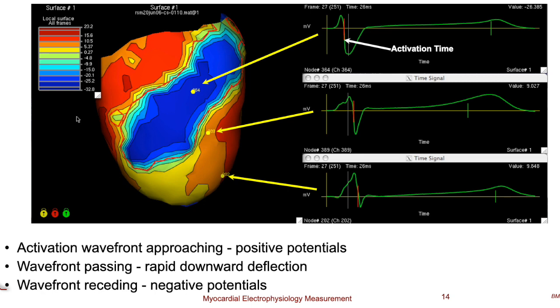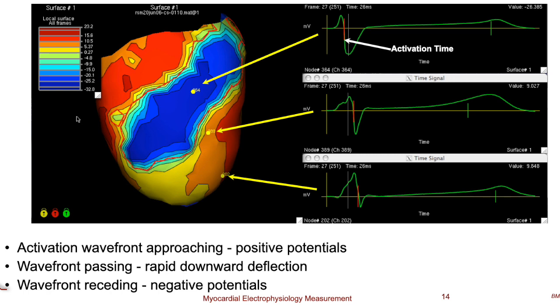The second trace down is further away. This is sitting pretty much at the point where the wavefront is about to hit it, and you can see it's been positive for quite a while. So it stays positive for a lot longer before the wavefront passes it. Large downstroke, that's the activation time, then it moves on.